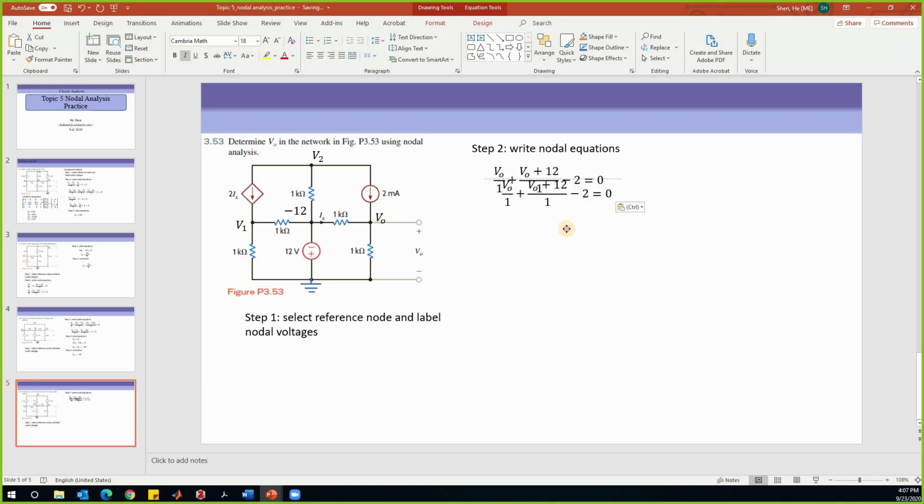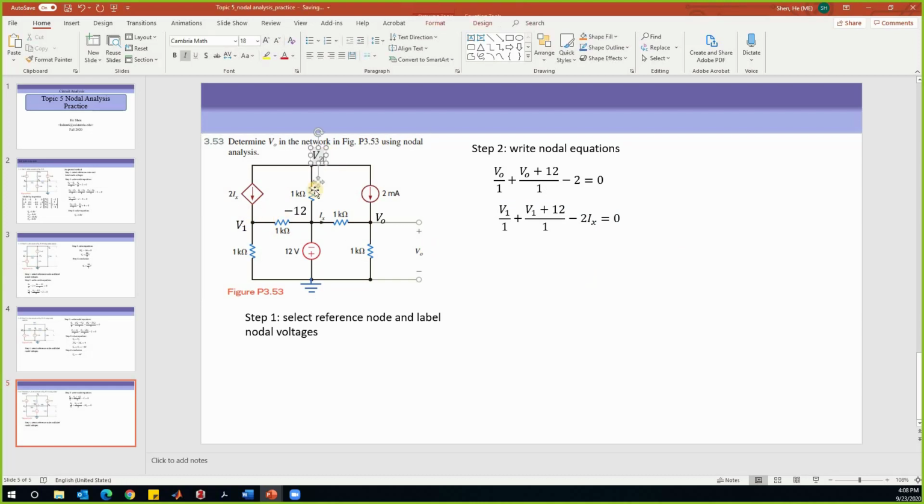The nodal equation about node V1 is over here. There are 3 branches connected to V1, so we'll do it one by one. The current leaving this node through this branch is V1 divided by 1. The current from this branch is V1 plus 12 divided by 1. And the current leaving from this branch is negative 2 Ix. That is equal to 0. So this is how we get the equation about this node.